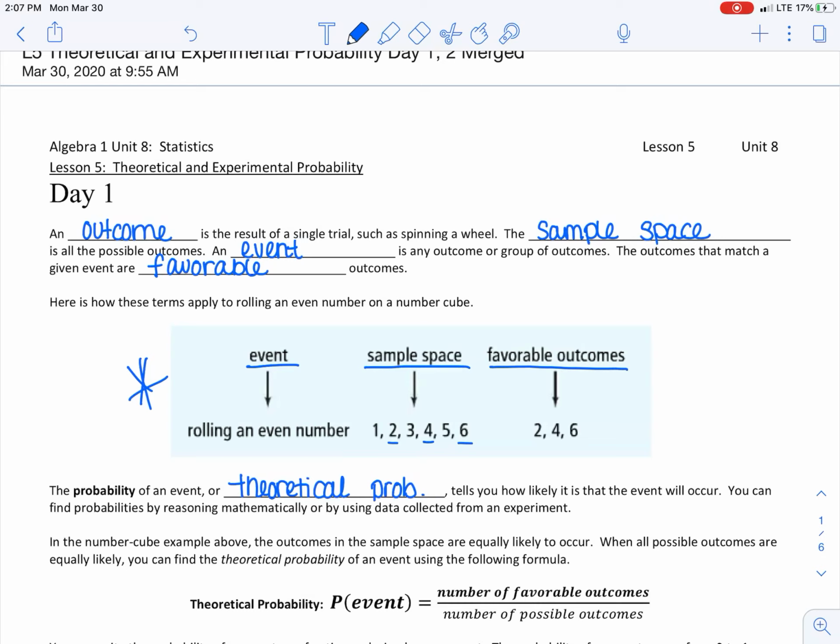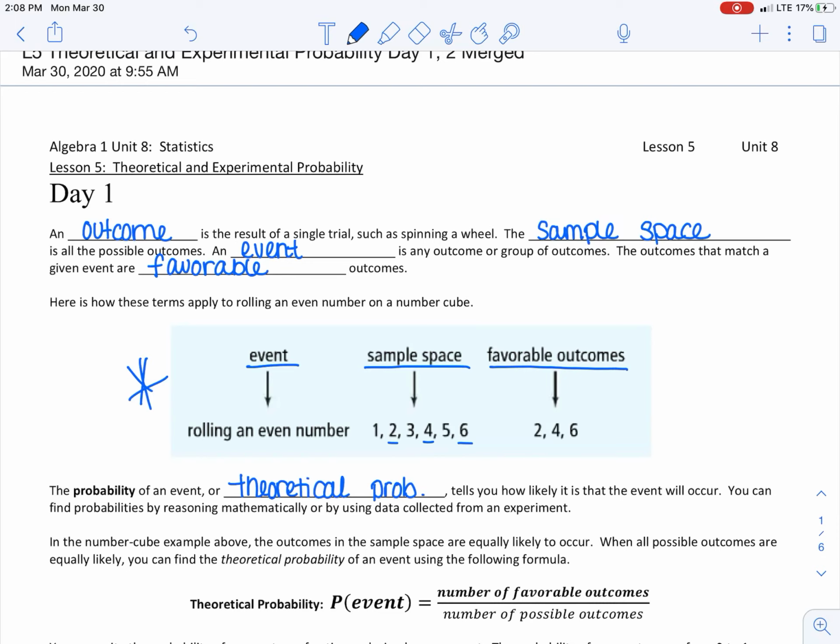So the probability of an event, or theoretical probability, tells you how likely it is that the event will occur. So you can find probabilities by reasoning mathematically or by using data collected from an experiment. That's kind of like flipping a coin. A lot of you know if you flip heads or tails, you have a 50% chance of being right if somebody told you to flip heads or tails. So that's where probability comes in.